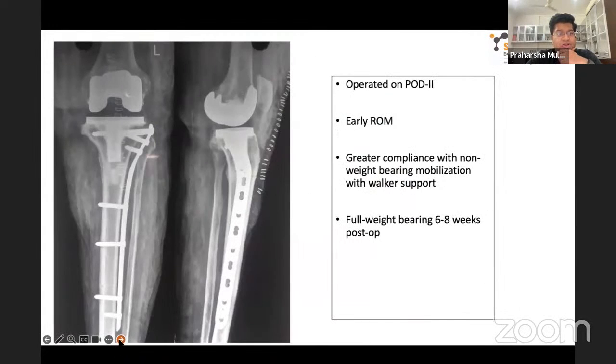So in this patient, what did we do? We just simply went ahead and put a longer lateral locking plate on this patient, and she was able to immediately do range of movement. We were able to do partial weight bearing, and then she was able to do full weight bearing by 6 weeks post-operatively. So this is something you can consider.